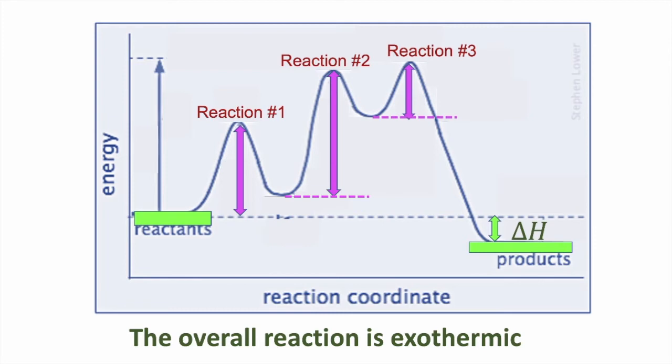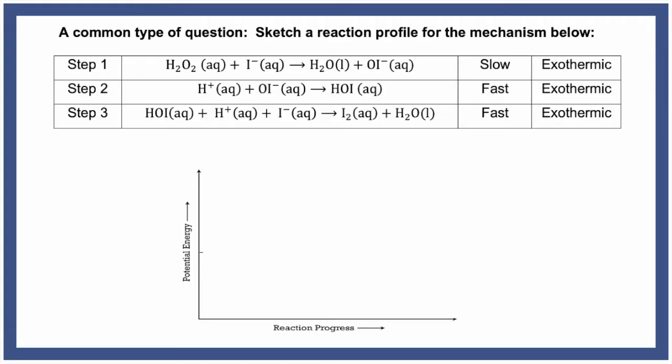A common type of question you might see on the AP exam is one like this, where you're given a reaction mechanism and you're asked to sketch a reaction profile for this mechanism. Well, let's take a close look at these 3 equations. We see that the first reaction is a slow one. This means it's the rate-limiting one, and this also means it's going to have the highest activation energy.